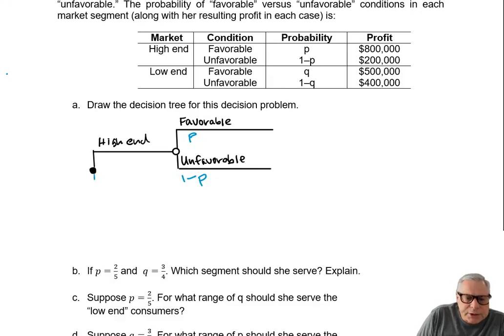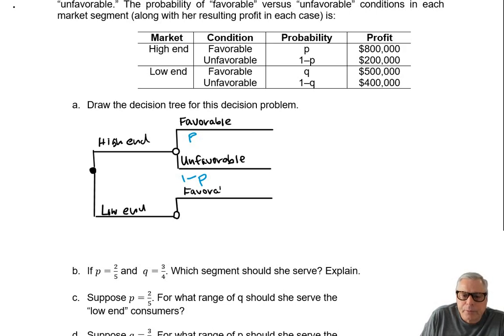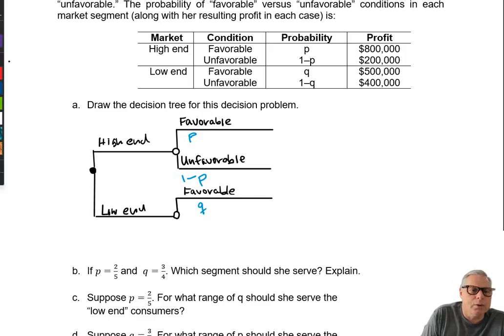Okay, and she can also target the low end. And then again, Mother Nature, or the state of nature, will decide whether the condition will be favorable, with probability Q, or unfavorable, with probability 1 minus Q.